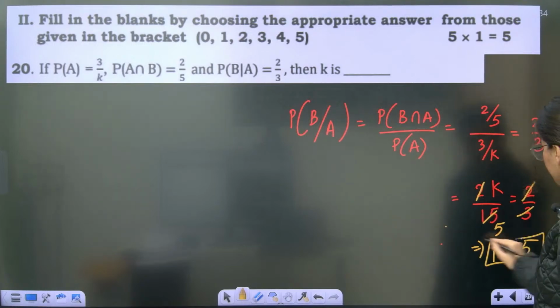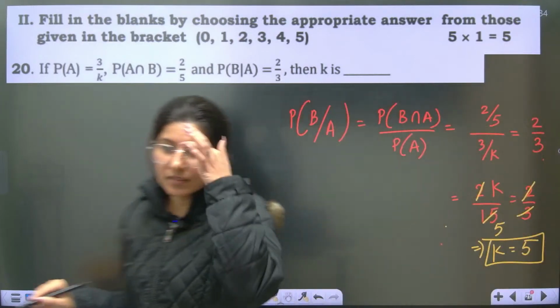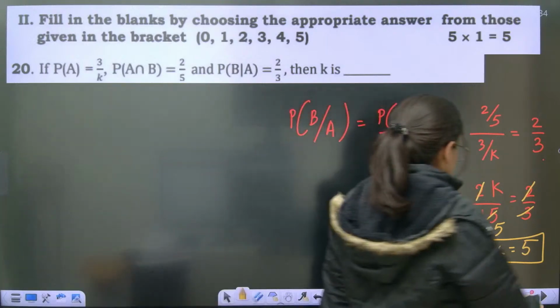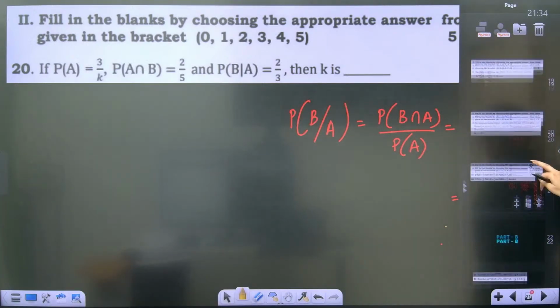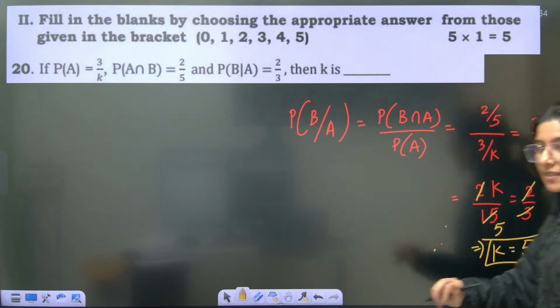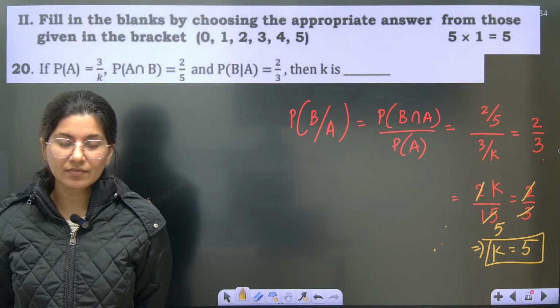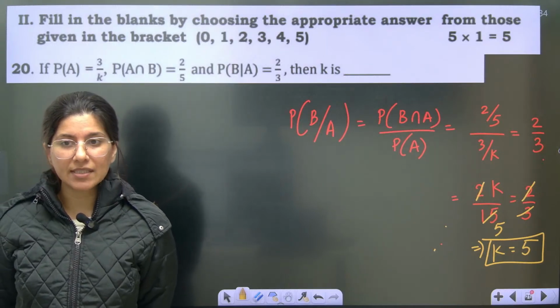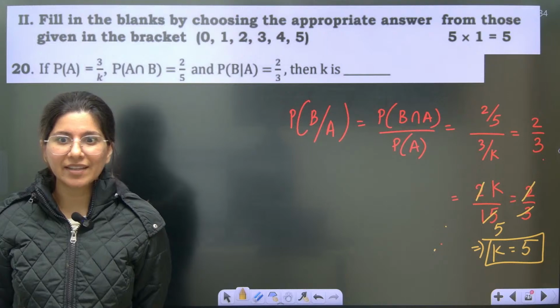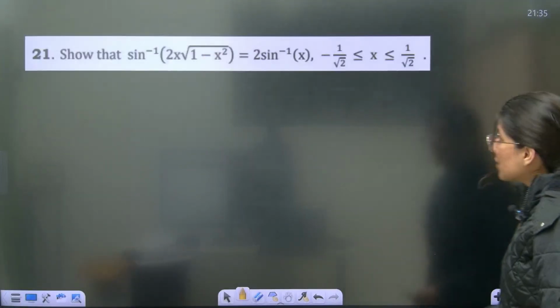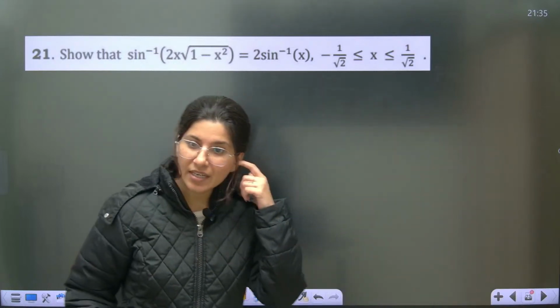K is equal to 5. From here, you can just write k is equals to 5. Correct? Getting it? So part A successfully done, guys. Part A is done. Now we have part B, part C, part D, part E, part F. So many questions. All right, chalo. So this is question number 21, 20 questions done nicely.